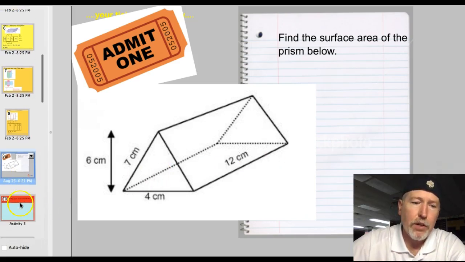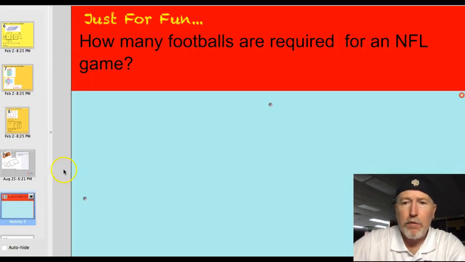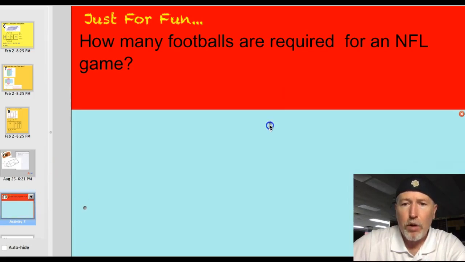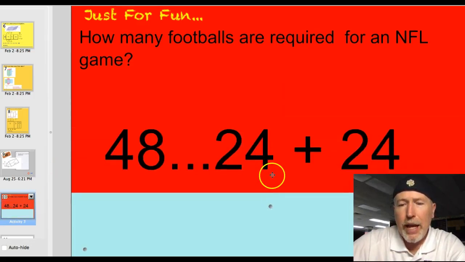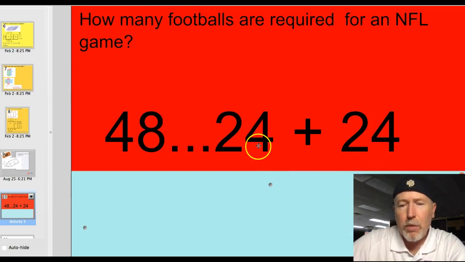All right, let's get to the trivia question. Just for fun, how many footballs are required for an NFL football game? It's 48. Each team needs to provide 24. So if the Vikings are playing the Packers, the Vikings would have to provide 24 footballs, and the Packers would have to provide 24 footballs. And this breaks down even further. The 24 breaks down into 12 game balls and 12 backup balls from the Vikings, 12 game balls and 12 backup balls from the Packers.